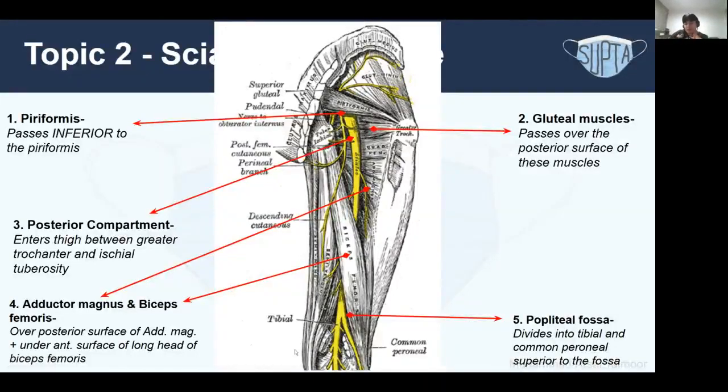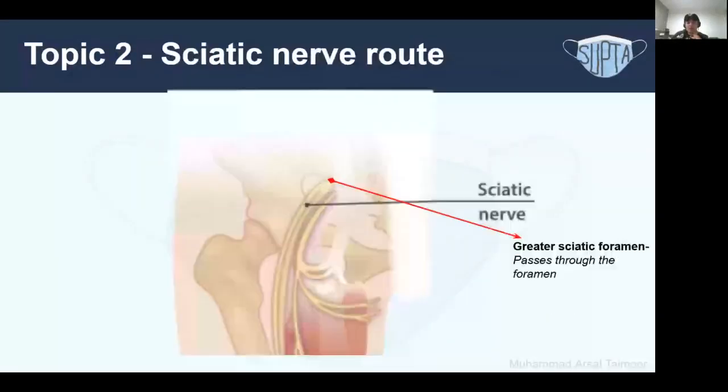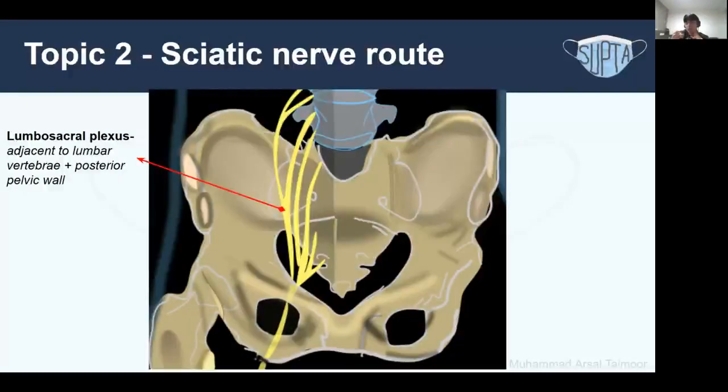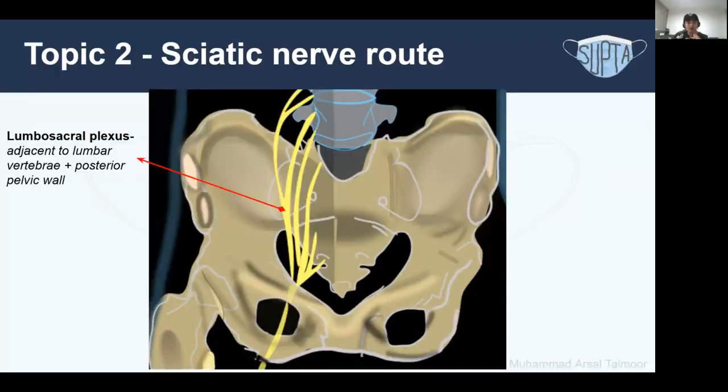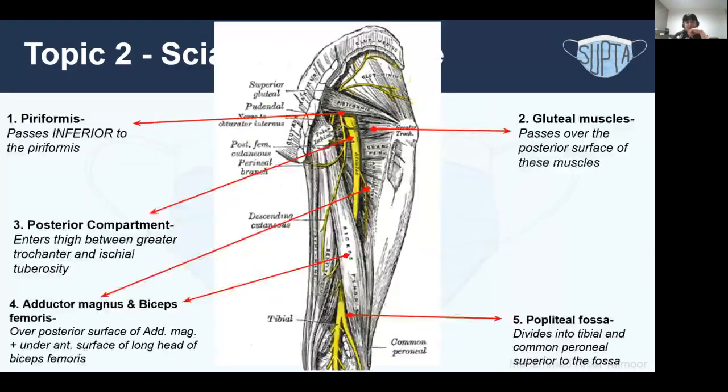But yeah, so that's how you can remember the route. So try to think of the route in your head, visualize it. These slides are meant to help you revise this, because you can just keep going through and question yourself: what goes first? So you've got the vertebra, then you've got the greater sciatic foramen, then you've got the piriformis, you've got the gluteal muscles, you've got that posterior compartment, so remember the border, and then you've got the adductor magnus, the biceps femoris, and then the popliteal fossa.